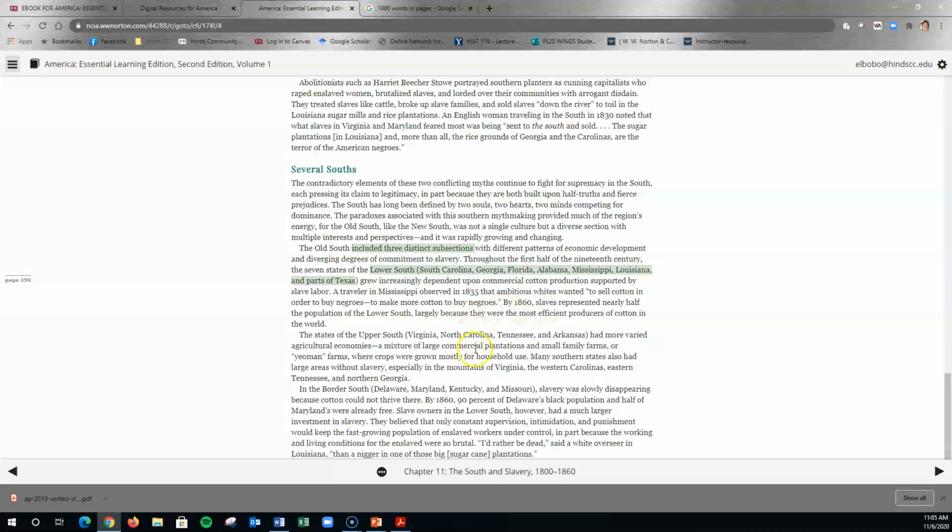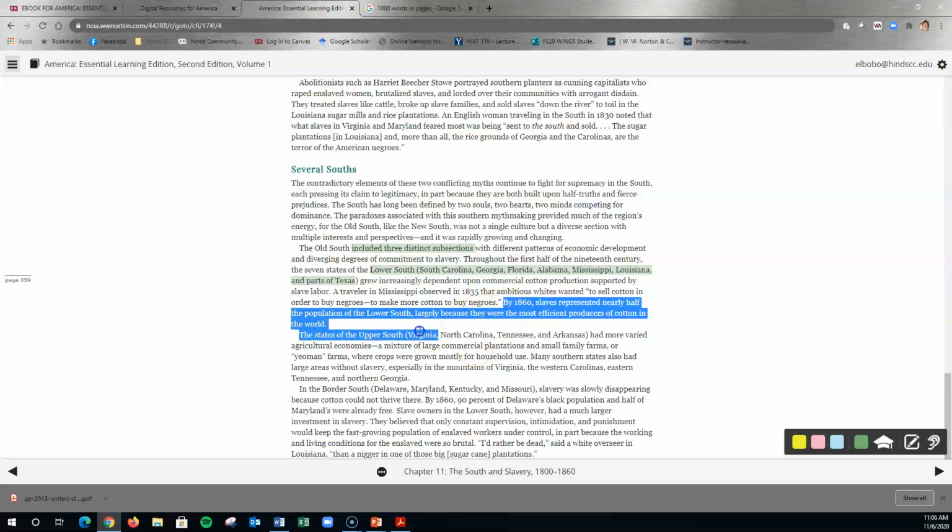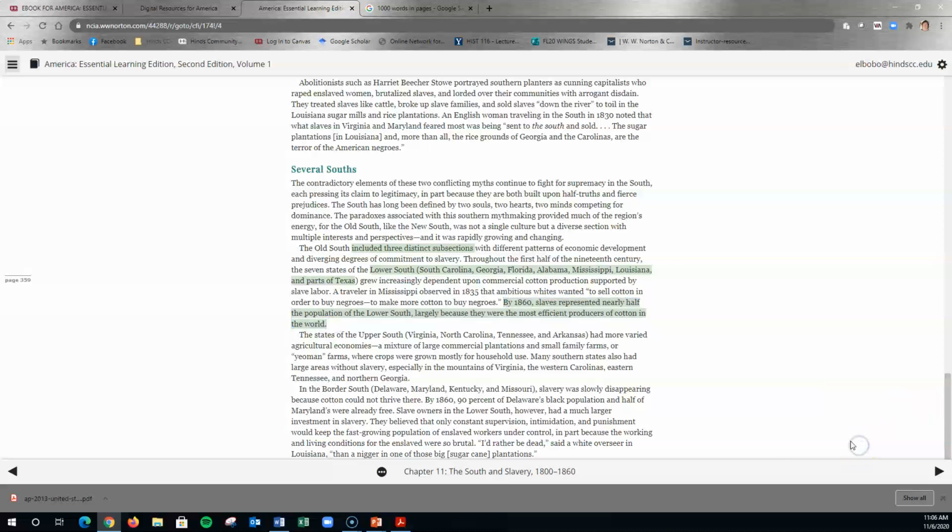And they were really dependent on slavery. It's the only way they were profitable. And by 1860, slaves represented nearly half the population of the lower South.